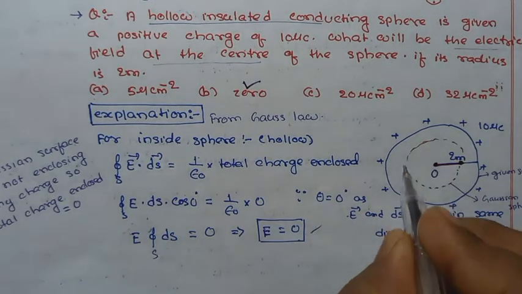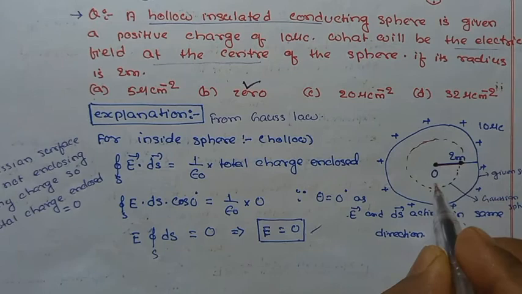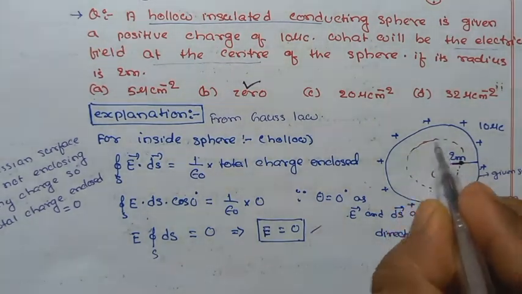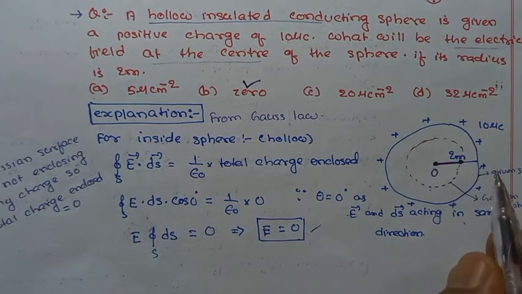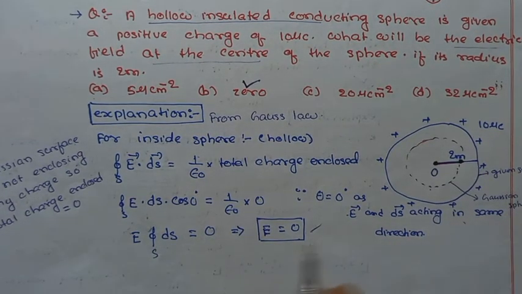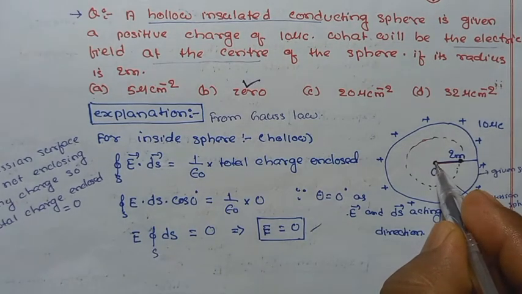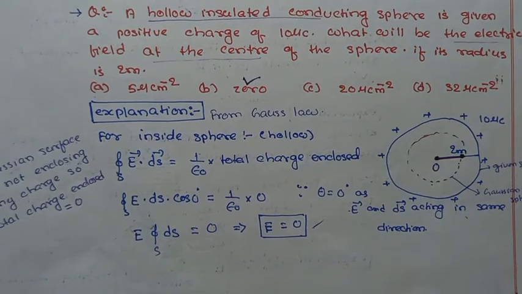Here see, this Gaussian surface is not enclosing any charge because the charge is lying outside the Gaussian surface, and inside the Gaussian surface there is no charge. Therefore, the total charge enclosed is 0. So, closed surface integration of E ds cos theta is equal to 1 by epsilon 0 times 0, that is 0. So, the electric field inside the sphere is 0. That means at the center also the electric field is 0. ठीक है?